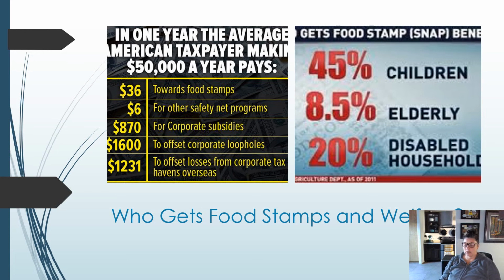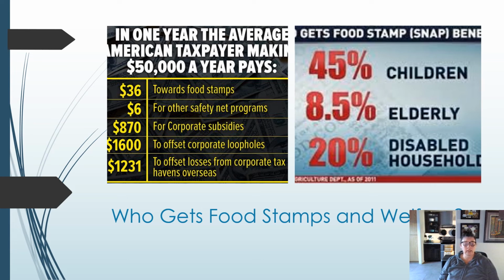If you think about your own taxes, if you, for example, make about $50,000 a year, approximately $36 of the taxes you pay is going to go towards food stamps yearly. About $6 goes to other safety net programs. About $870 goes to food subsidies. About $1,600 goes to offset corporate loopholes, and about $1,200 goes to offset losses for corporate tax havens overseas.